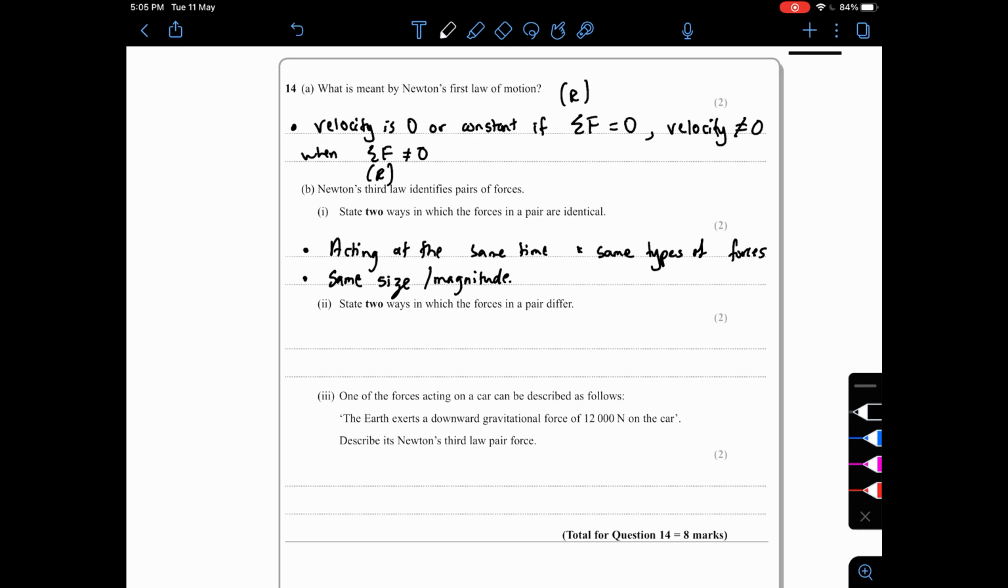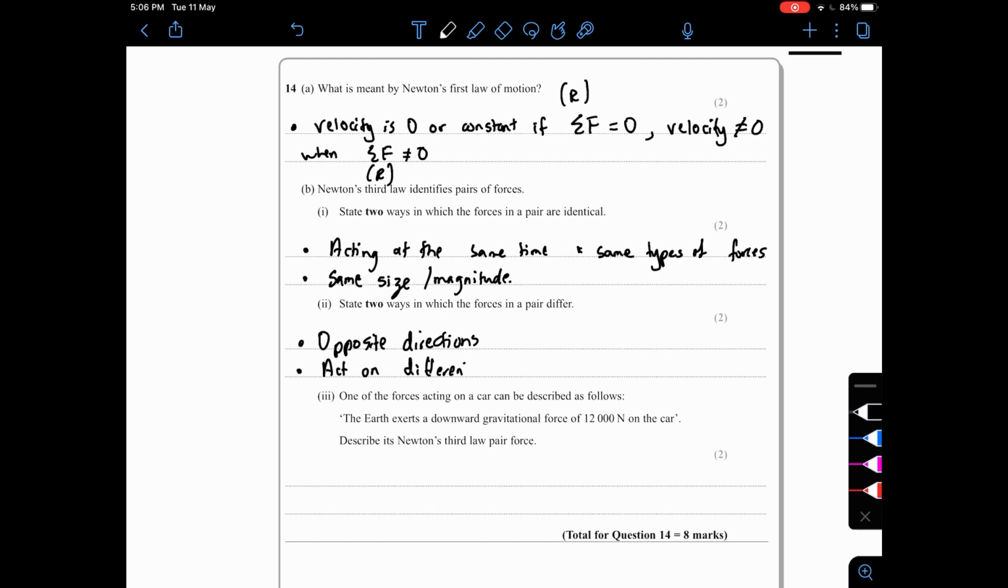State two ways in which forces in the pair differ. Now this is where I was saying something. If I'm pulling, let's say, a door handle, the door is exerting a push force onto me. So what's happening here is they act in opposite directions, and they act on different bodies.